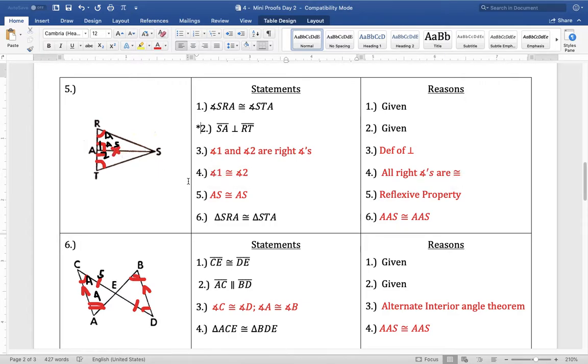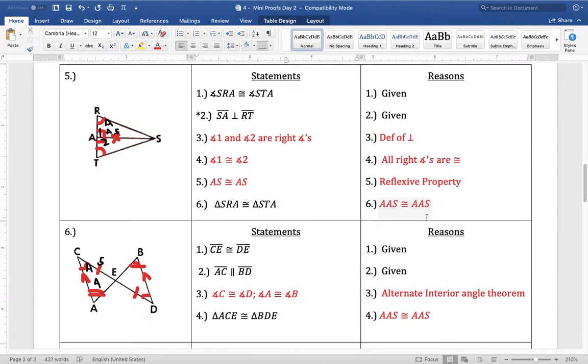Finally, we have the reflexive step. AS is congruent to AS, reflexive property. And then we have angle, angle, side is congruent to angle, angle, side for the reason that the two triangles are congruent. All right, not too bad.